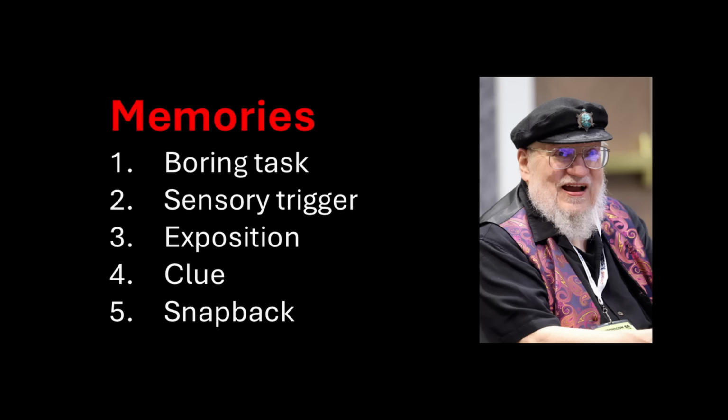So the second part of the blueprint is use the memory device. Nearly every chapter should feature at least one memory sequence, and you use this to deliver exposition dumps, hide clues, and transition between scenes when you don't have a clean way to transition between them. This is a 5-step process. Step 1 is the boring task. This is walking, reading, or some kind of physical activity. Step 2 is the sensory trigger, so taste, smell, physical sensation, maybe a sound.